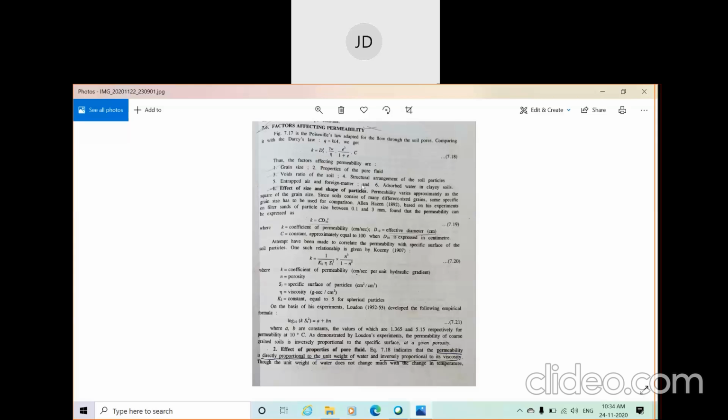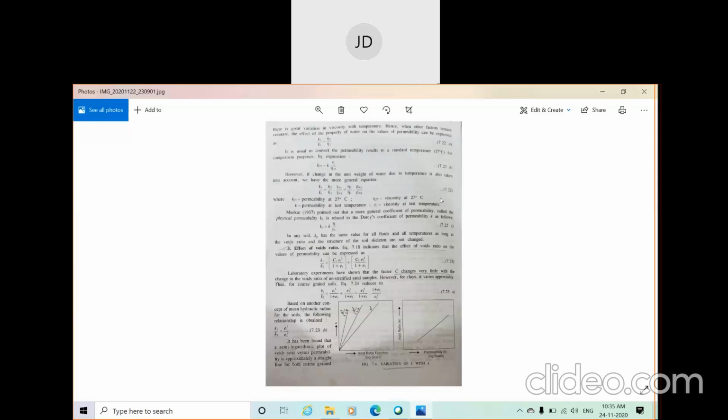Fine. So let's discuss the first point. That is the first factor, that is your effect of size and shape of the particle. Okay. Now here you can see the permeability varies approximately.